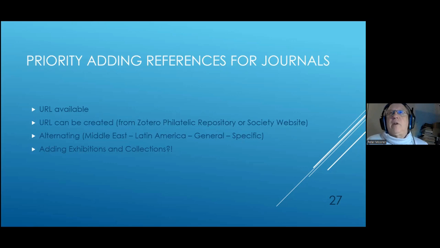My priority for adding references for journals is when a URL to a PDF is available. Henry has made the Peru Study Group available without a password, so you can download directly from the site. I have already linked up Transito and Transito 2, so that you can download it directly from the Zotero library.